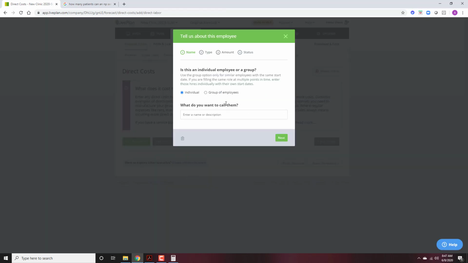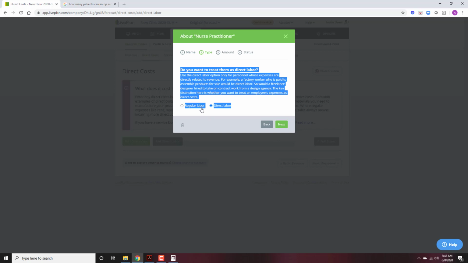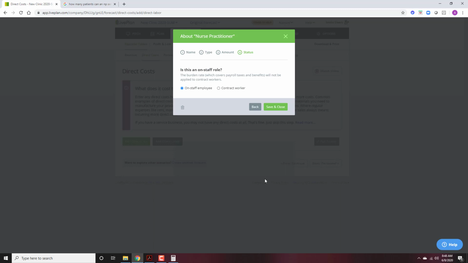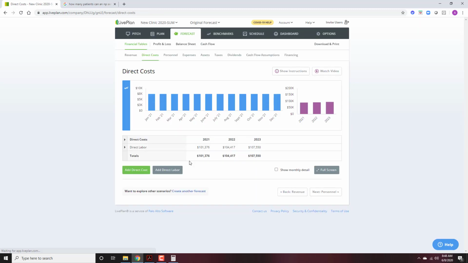I want to add direct labor. It's an individual and it's nurse practitioner. Okay. Direct labor, and we'll pay them a constant amount, 84,480 for the year. And we want an annual salary increase of 3%. So we can just put this in, right? And they are staff. There we go.